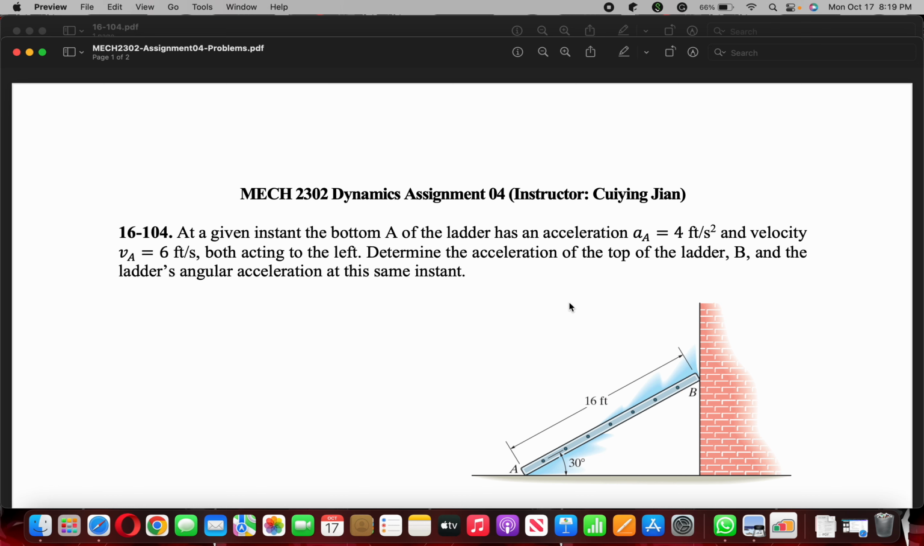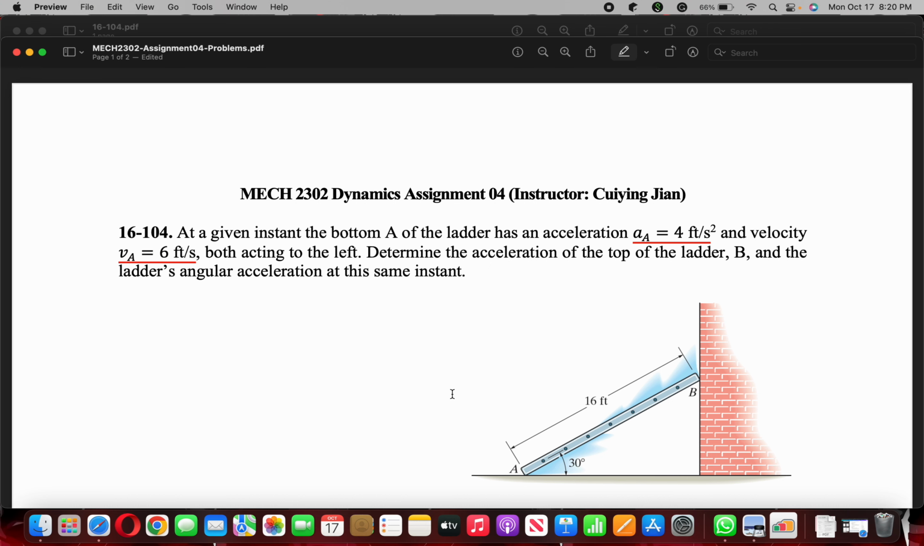The first question, 16104, says that at a given instant the bottom A of the ladder has an acceleration of 4 feet per second squared and velocity VA of 6 feet per second, and both are acting towards the left. Determine the acceleration at the top of the ladder B and the ladder's angular acceleration at this same instant.